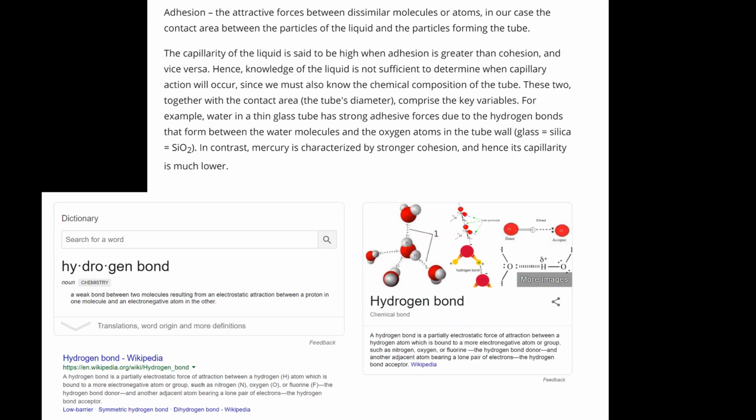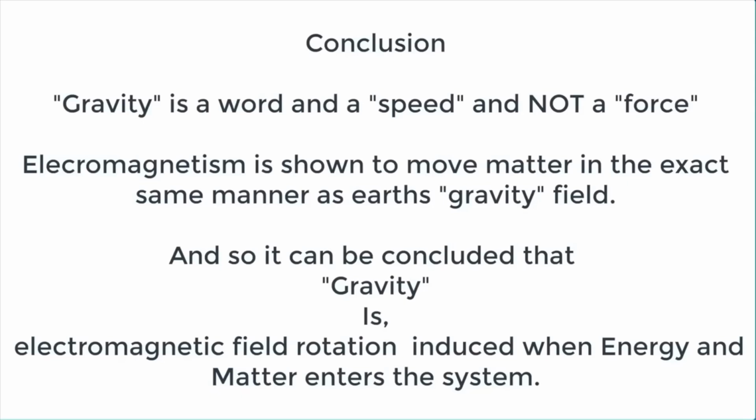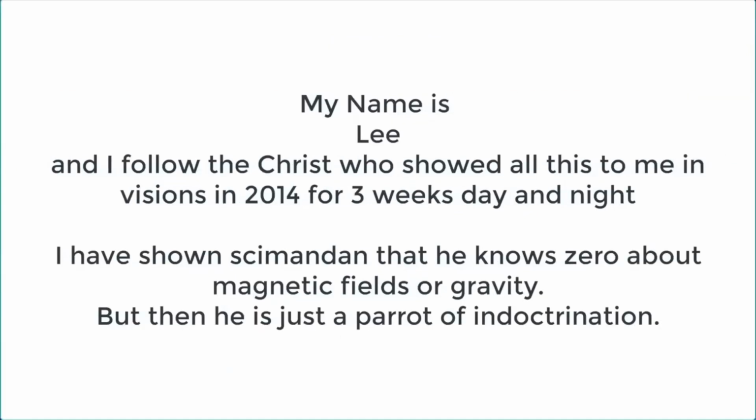And yeah, if you go to the Thunderbolts project or Suspicious Observers, you will see electricity moving water. Aim. So conclusion, gravity is a word and a speed and not a force. Electromagnetism is shown to move matter in the exact same manner as Earth's gravity field. And so it can be concluded that gravity is electromagnetic field rotation induced when matter enters the system. And as we're spinning round space in a magnetic field, it's always going on.